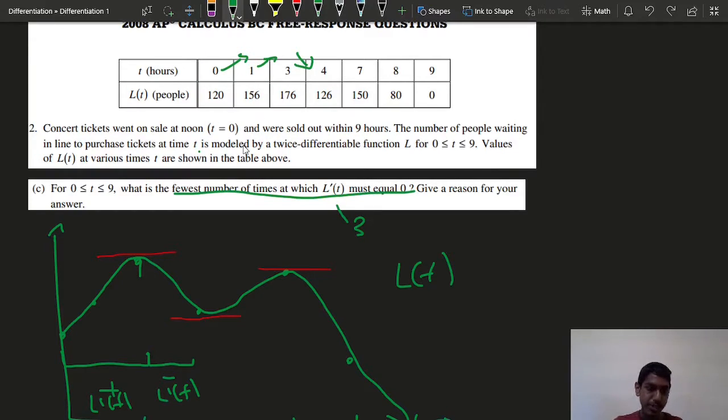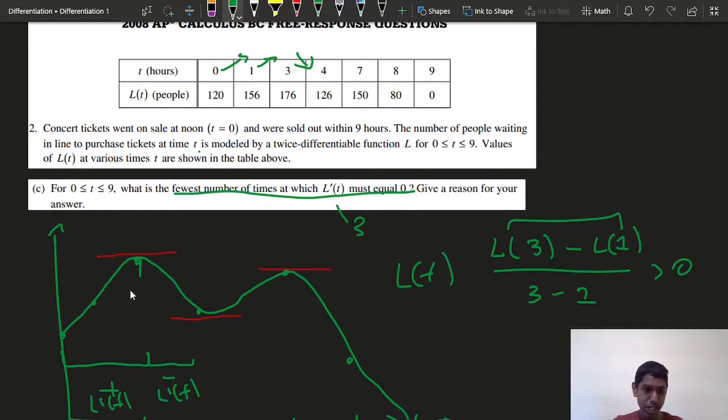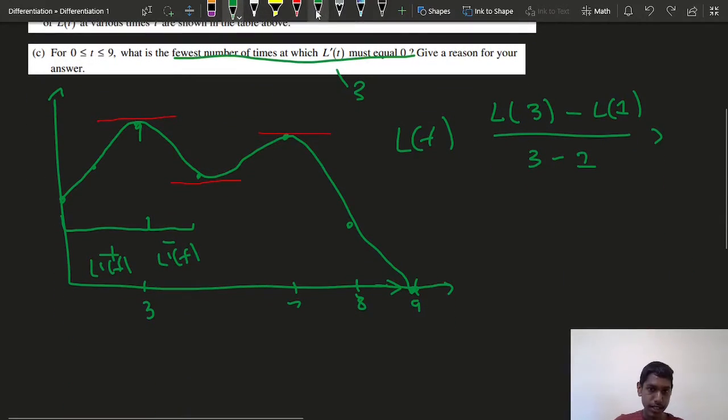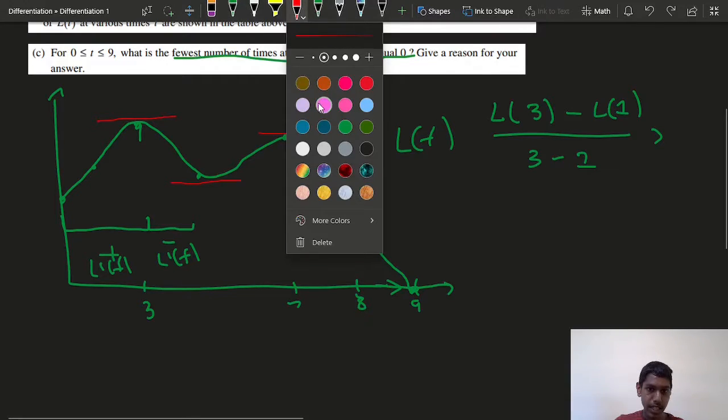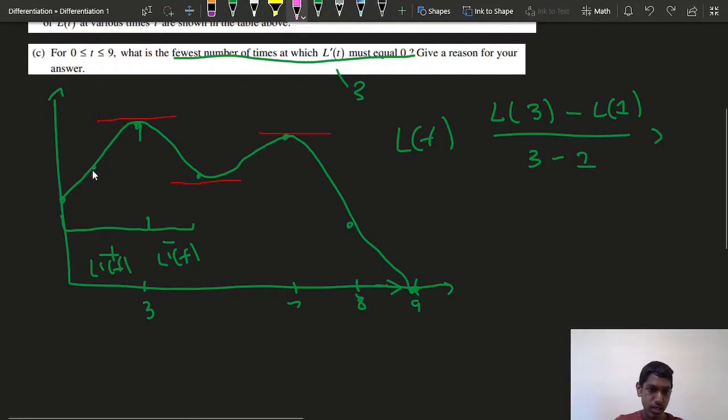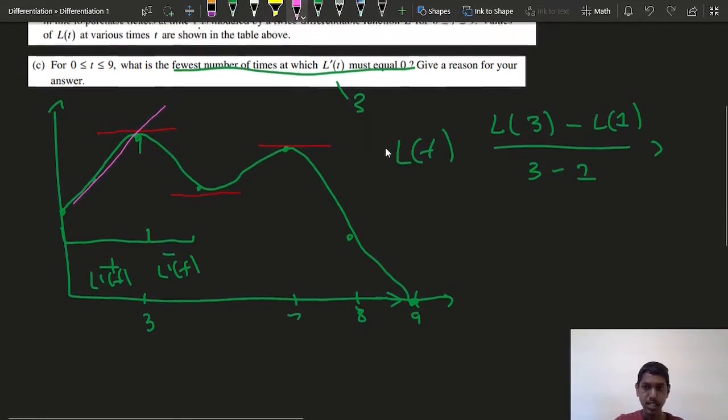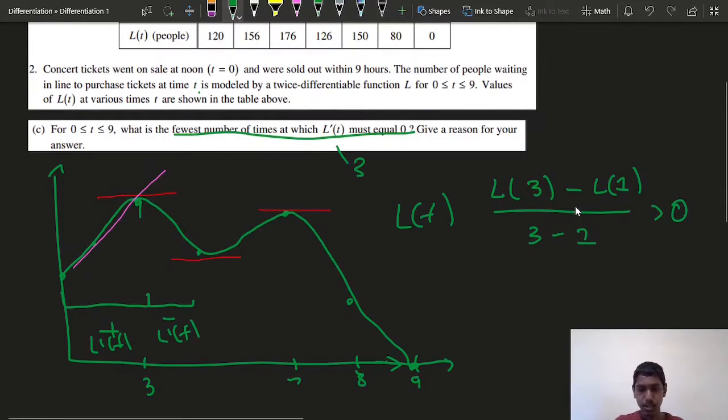We can use the mean value theorem. So we know that (L(3) - L(1)) / (3 - 1) is greater than 0, right? And this is the average rate of change over the interval from 1 to 3. Here I'll draw the secant line to represent this. So it would be something like this, right? So we know that that's bigger than 0.